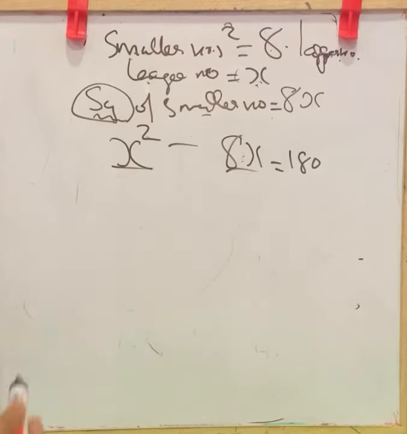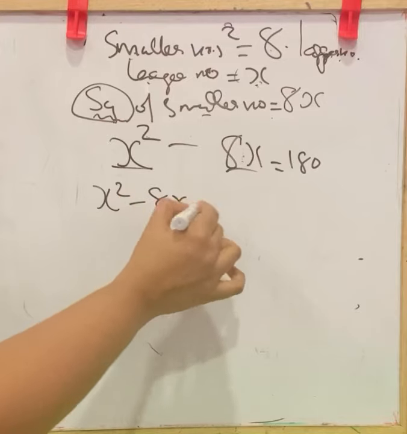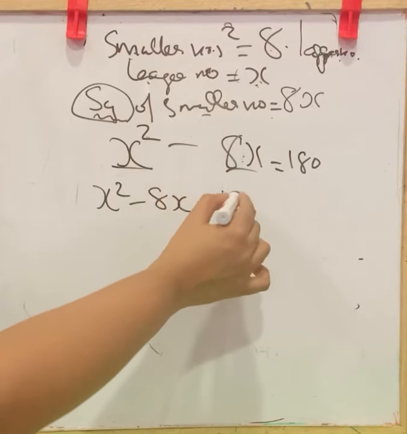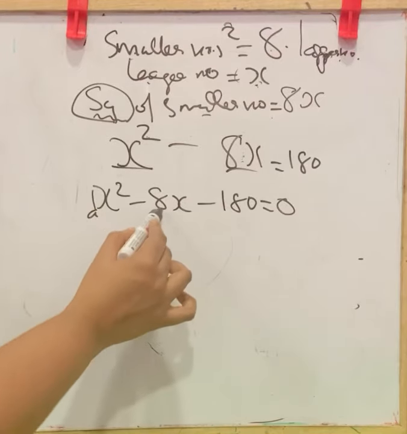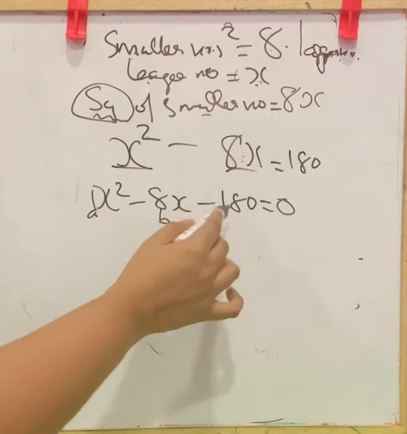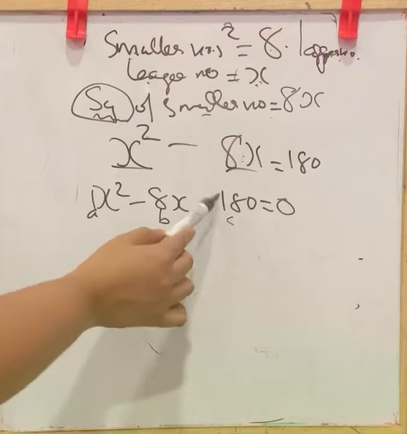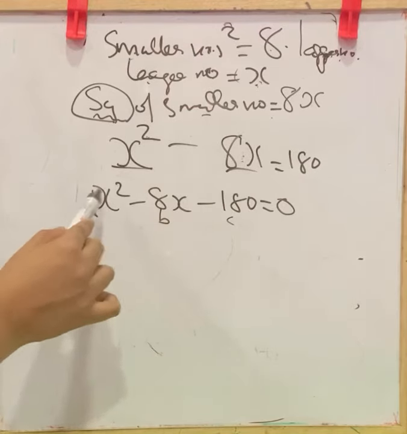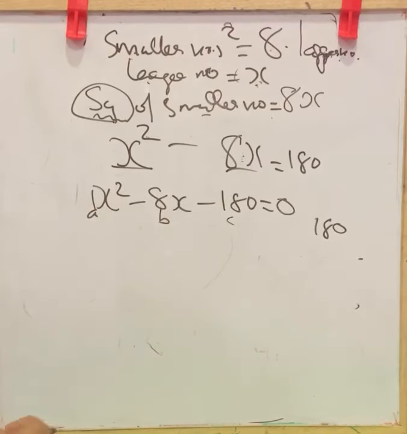Now from this we have to solve and find the roots of the equation. We can rewrite it as x square minus 8x, with 180 taken to the LHS, minus 180 equal to 0. Here a is 1, b is negative 8, and c is negative 180. We multiply a into c, considering only the value without sign. That is 1 into 180 is 180, and from that we want to get 8. That is, a pair of factors we have to find.